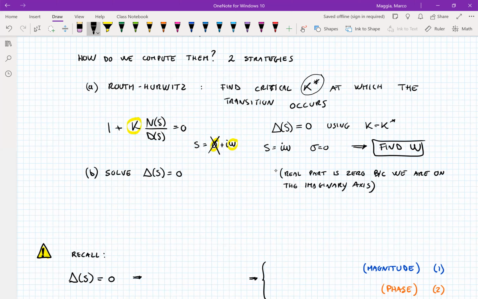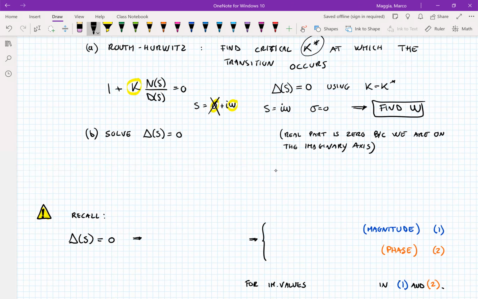The other strategy will just be solving directly the characteristic equation. So technically, as I just said, we would have three unknowns, but only two equations: the magnitude equation and the phase equation. But once again, since sigma has to be 0, then our only unknowns are omega and k star.